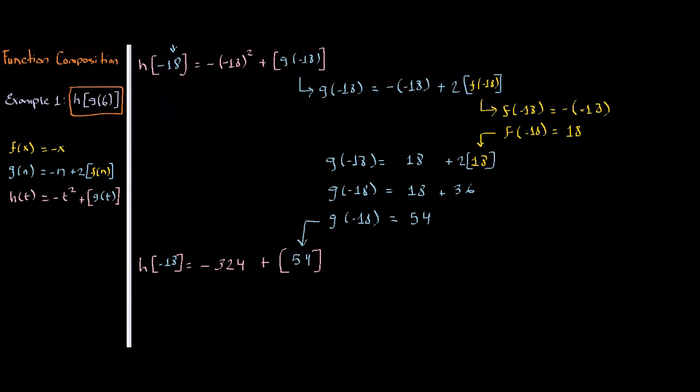Okay, so let's follow. We're nearly done here. So this will be just the same as saying 54 minus 324, which is just the same as saying negative 270. And with that, we are done. We answered the question of what is h of g of 6. I'm just going to write it in here, h of g of 6, and with that we are done.